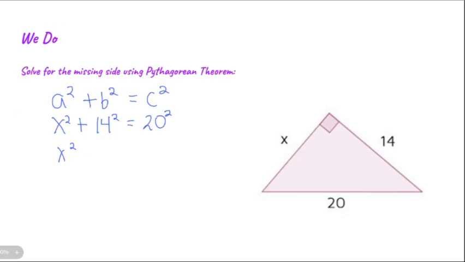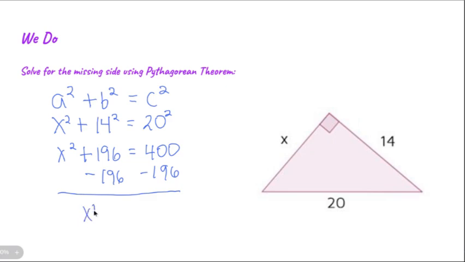All right, so x squared plus 196 is equal to 400. We'll subtract 196. Subtracting 200 would give 200, so it would be 204. We got x squared equals 204. I'll take the square root.